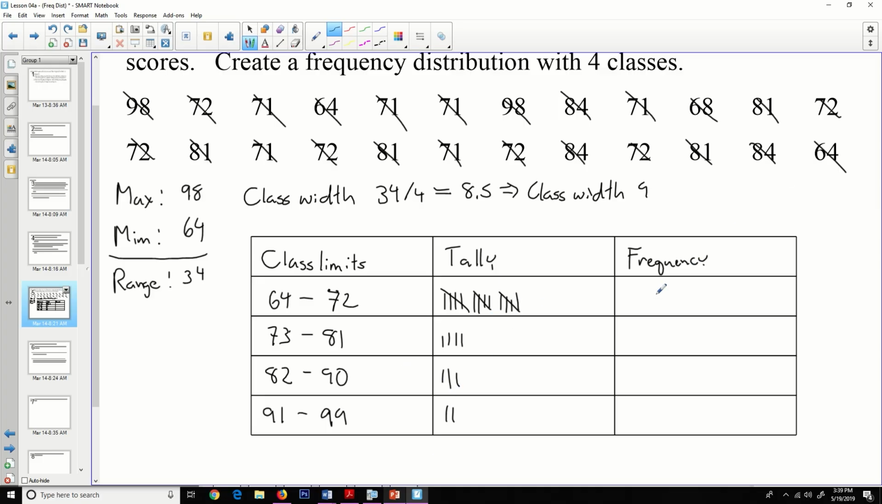So our frequency is just a count of all the tally marks that we made. So 5, 10, 15 goes in that first one, 4 goes in that second one, 3 goes in the third one, and 2 goes in the bottom. And so this is our frequency distribution.